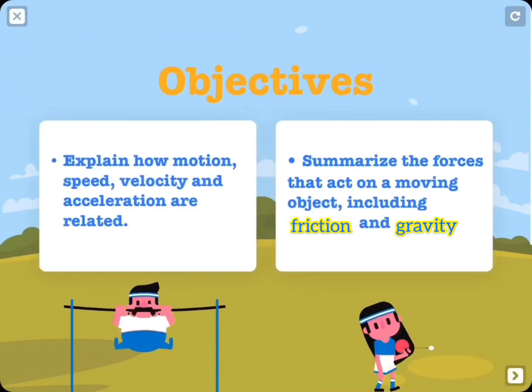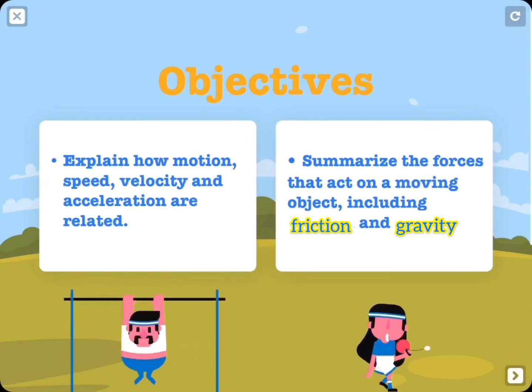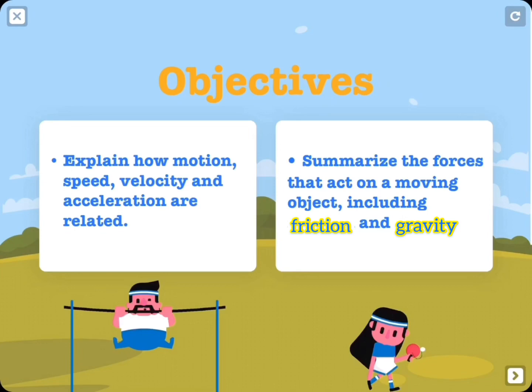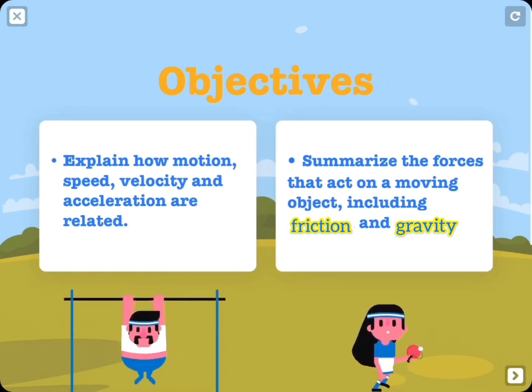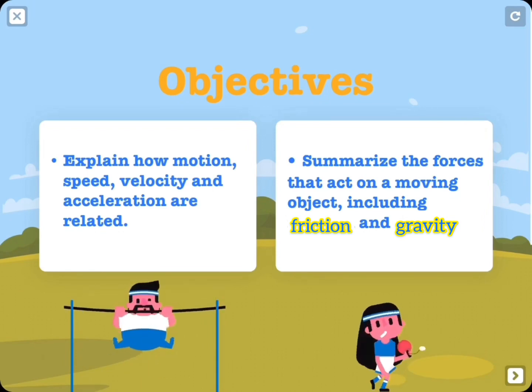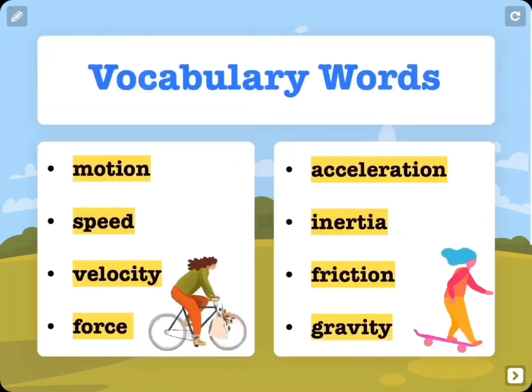In this lesson, you will be able to explain how motion, speed, velocity, and acceleration are related, and also summarize the forces that act on a moving object, including friction and gravity. Our vocabulary words are motion, speed, velocity, force, acceleration, inertia, friction, and gravity.